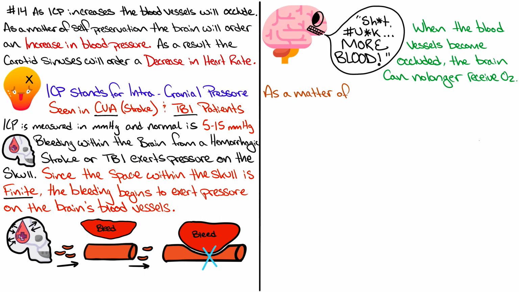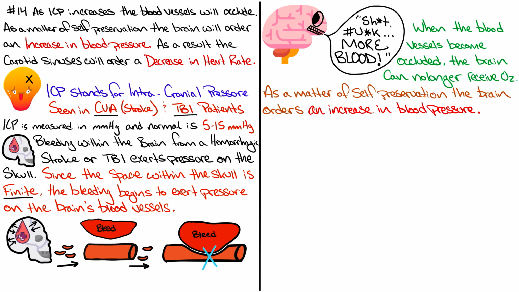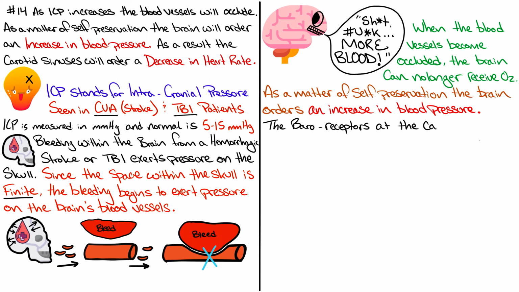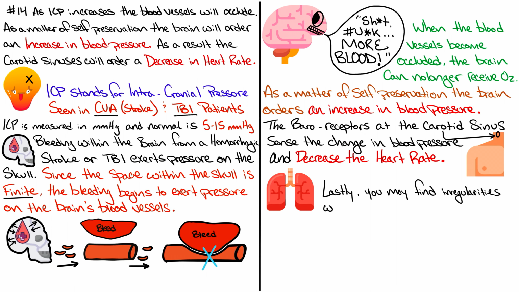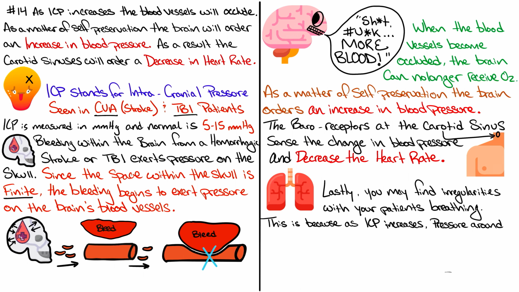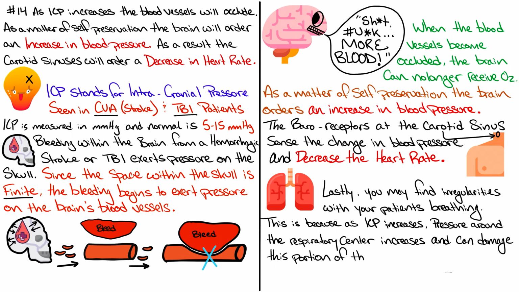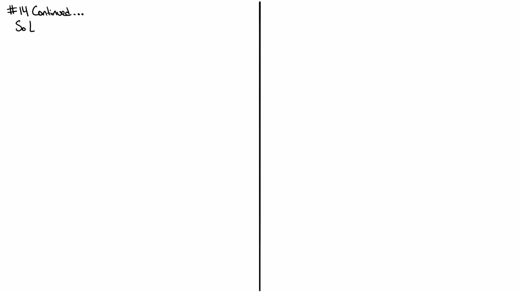As a matter of self-preservation, the brain orders an increase in blood pressure in order to get more blood and more oxygen. The baroreceptors at the carotid sinuses sense the change in blood pressure and decrease the heart rate in response. Lastly, you may find irregularities within your patient's breathing. This is because as ICP increases, pressure around the respiratory center increases and can cause damage to this portion of the brain. So let's review.